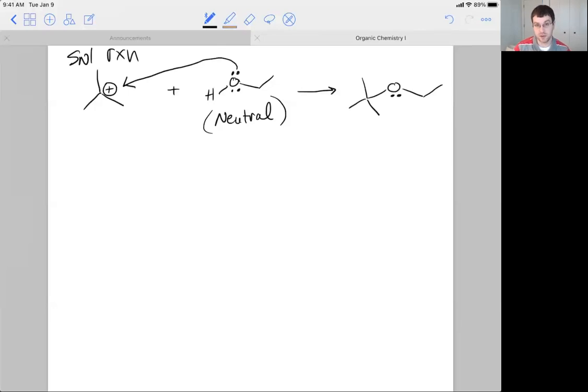Additionally, I show the ethyl group as coming along for the ride and still being attached to the oxygen, but we can't forget about the hydrogen atom. The hydrogen atom also comes along for the ride. We no longer have a negative charge to tell us that we have an absence of a hydrogen. In fact, it's the presence of that hydrogen that allows this substitution reaction to happen at all. So the hydrogen is coming along for the ride.